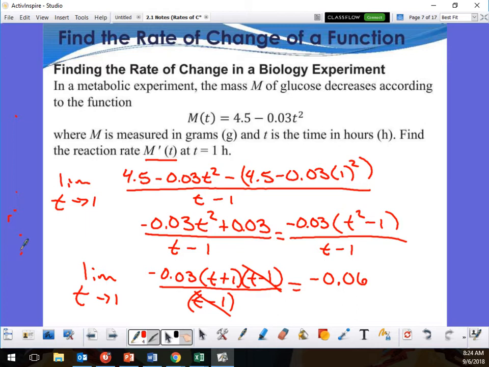Alright, so it asked for the slope. Find the reaction rate. Since this is a biological thing, that means that at 2 hours, it is going down at a rate of negative 0.06. And what is the rate of change? What are my units of change?